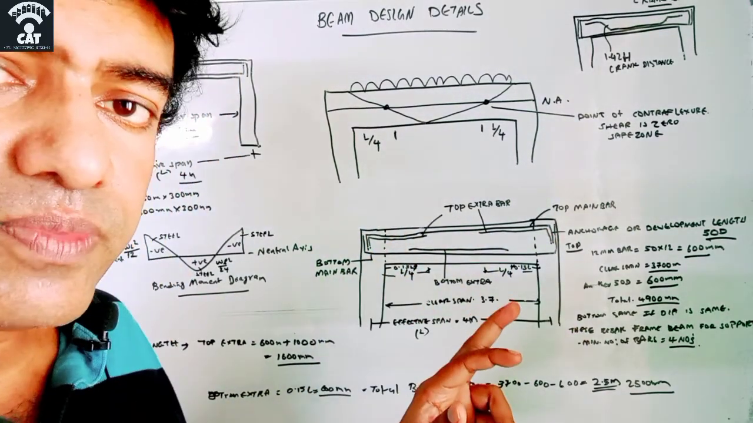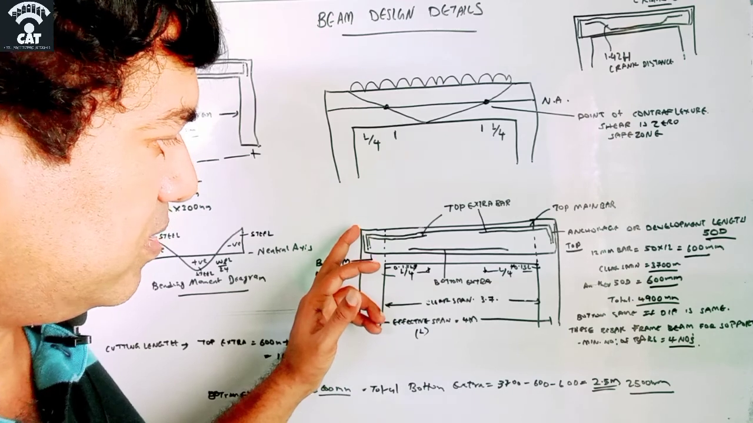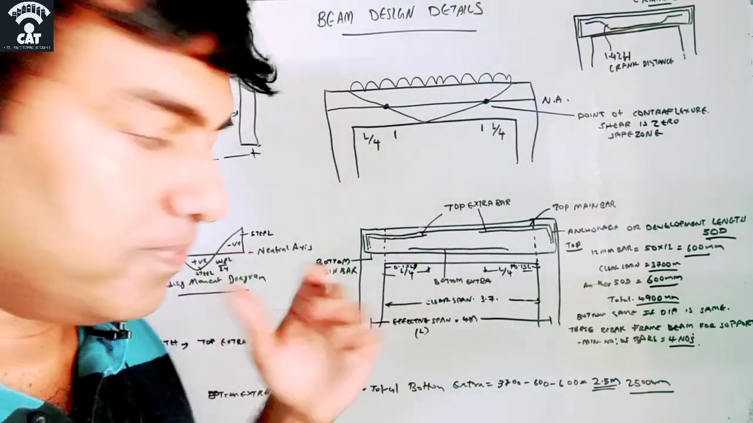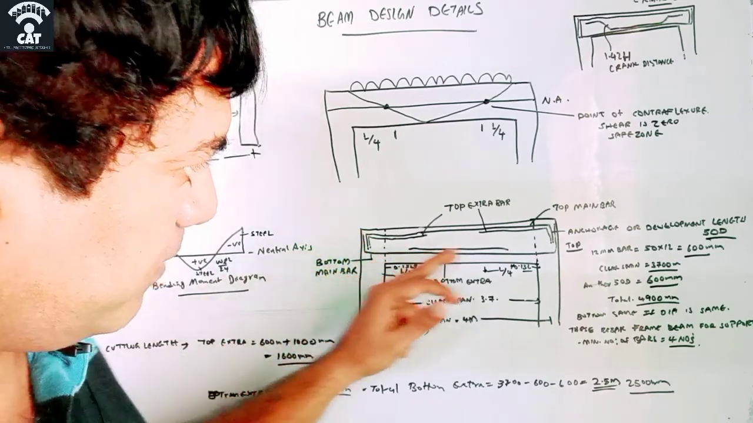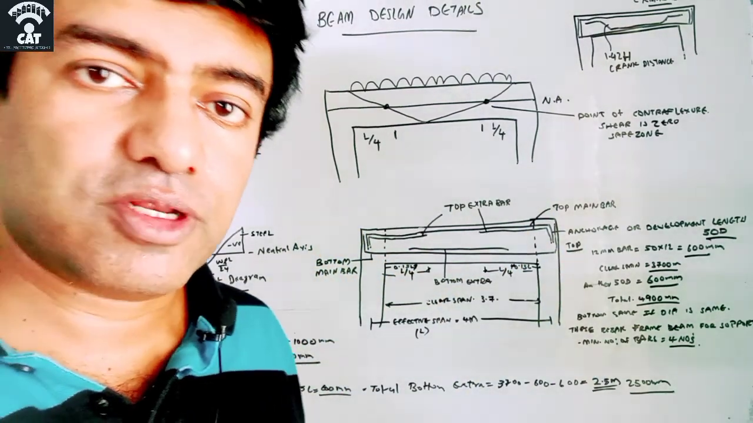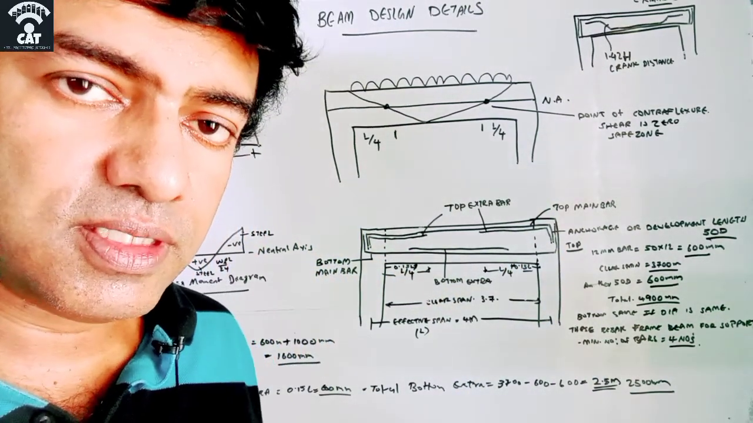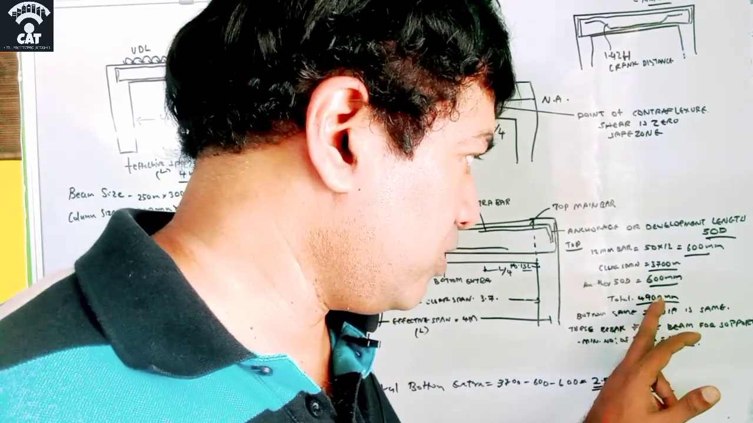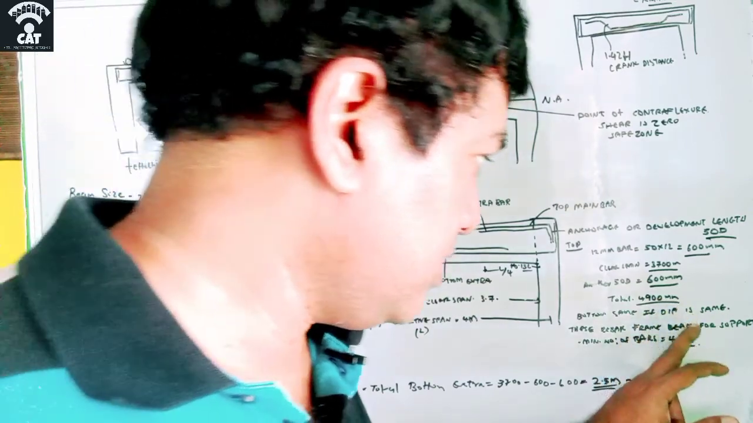The same we have to do, take the measurement of the bottom main bar. It is the same, unless the diameter of that bottom main bar is different. If it is 12 mm, then it will be the same 4.9 meter or 4900 millimeter.